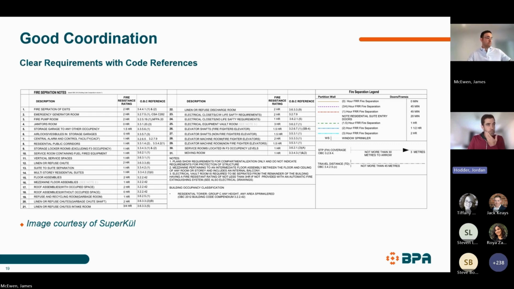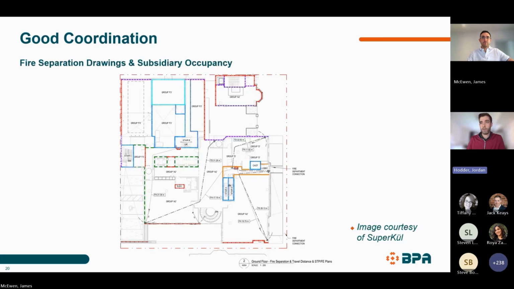Here's an example courtesy of Super Cool. You can see fire separation notes, all the spaces, corresponding OBC references, and on the right a fire separation legend with all of your fire resistance ratings. This is great, color coded, really helpful for us. And here's a plan drawing of what that looks like on plan. Once again, we're seeing all of the subsidiary occupancies right on the plan, all of the fire ratings as well. It's really helpful and clear to us to go through our process.